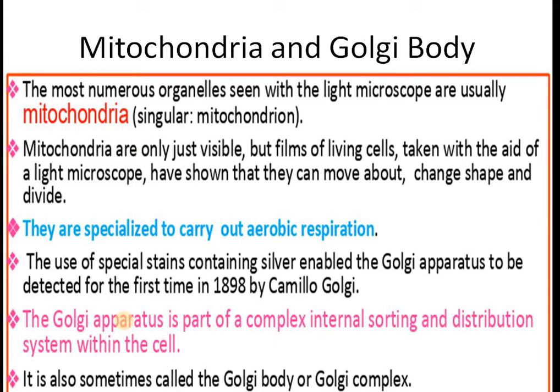These are just visible, but films of living cells taken with the aid of a light microscope have shown that they can move about, change their shape, and also divide. So if they can divide, there must be something in it to control the division. In our later lectures, you will get to know that mitochondria contain some specific thing, which I am not discussing right now, that enables it to divide.